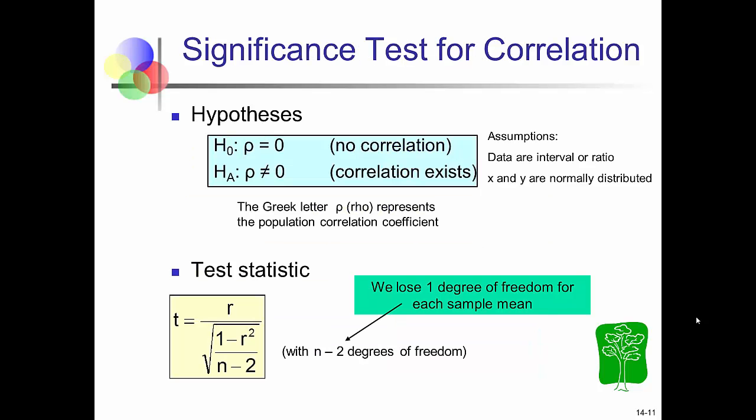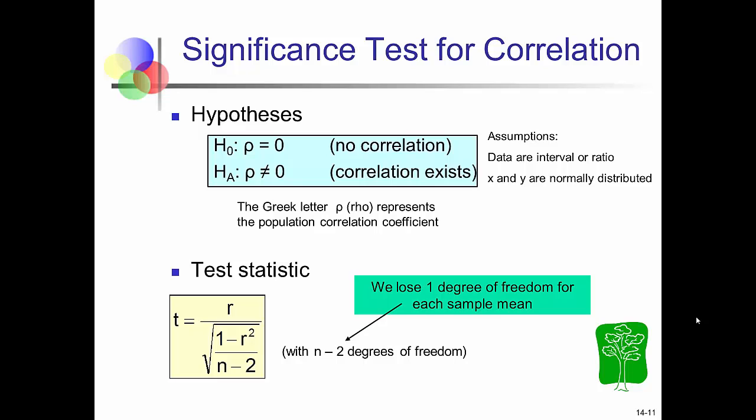We can do a hypothesis test for correlation. When we do a hypothesis test for correlation, we use the Greek letter rho to represent the population correlation coefficient, and our null hypothesis is that there's no correlation between the two variables. So we start out by assuming that rho is equal to 0. We're attempting to prove that those two variables are correlated to each other, so our alternative hypothesis is that that correlation coefficient is something statistically different from 0. If we're able to reject the null, we're able to say the two variables are correlated to each other.